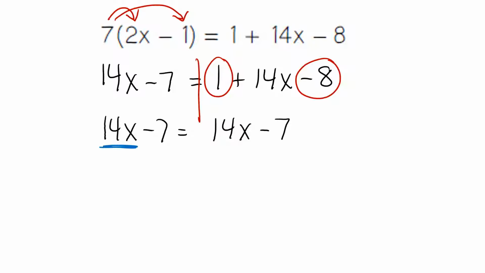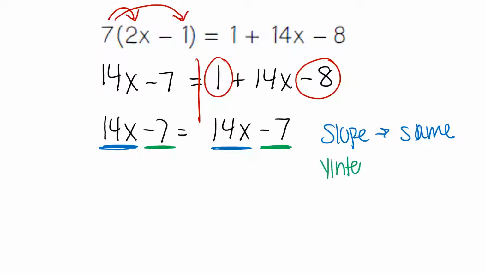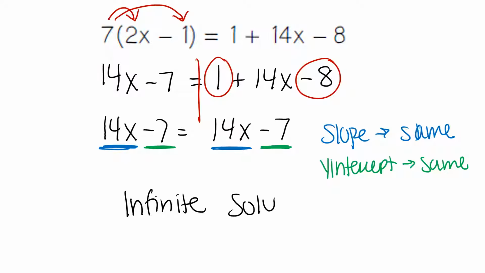I can look and see the 14x's are the same, which is my slope. Slopes are the same. The minus 7 and the minus 7 is my y-intercept. It is the same. When everything is the same, it is an infinite solution. It's the same on both sides. 14x minus 7 equals 14x minus 7.